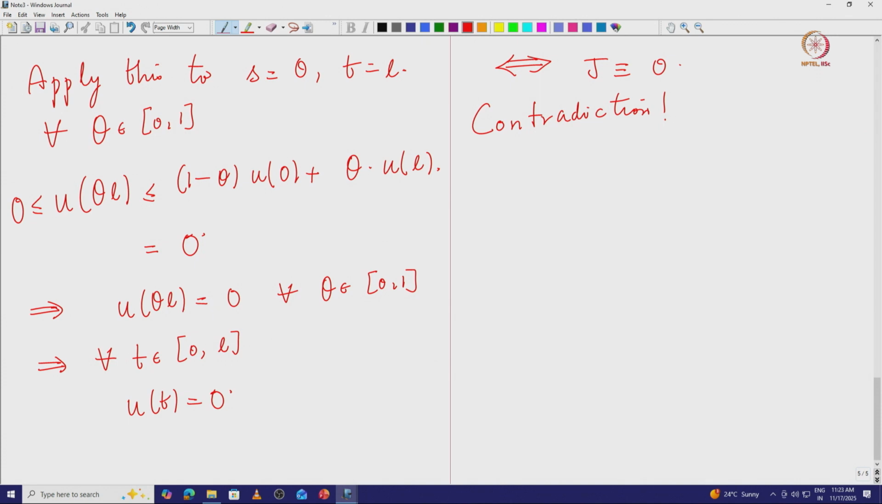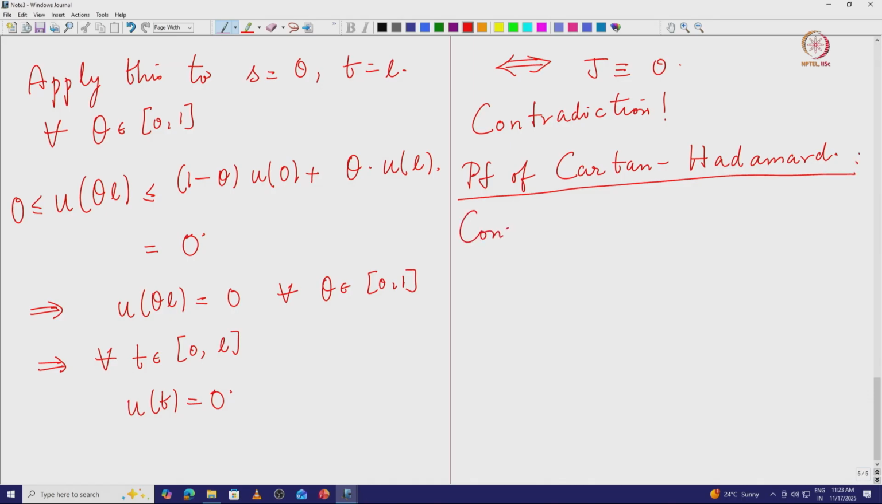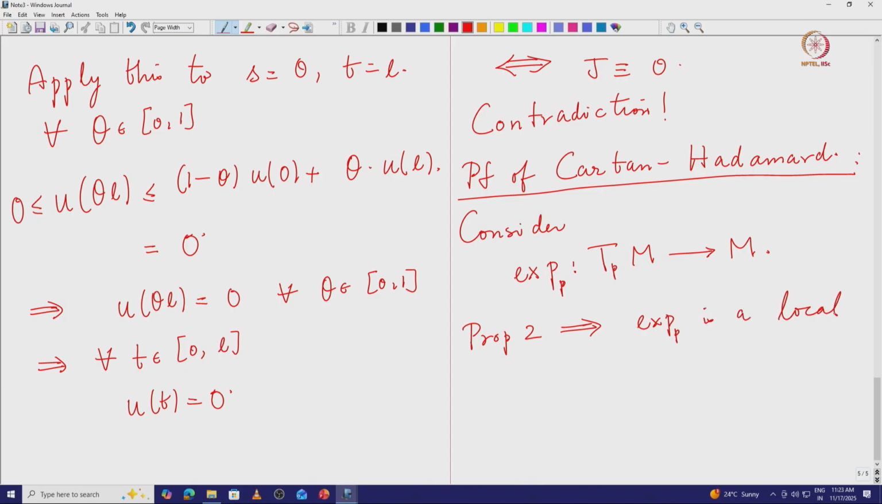So, now we can prove the Cartan-Hadamard theorem. So, let us prove the Cartan-Hadamard theorem. We consider the exponential map. As I explained previously, proposition 2 implies that exp is a local diffeomorphism.